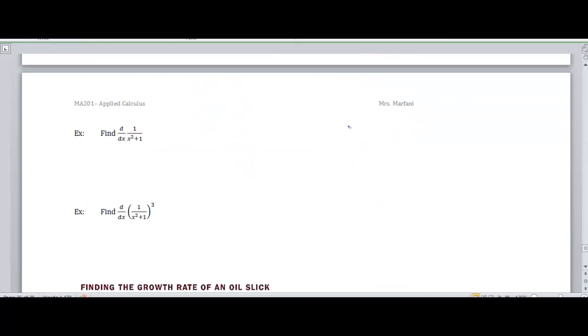1 over x squared plus 1. So if you look at this, you might think quotient rule, but actually you can use the chain rule to do this. It's even better. That's x squared plus 1 raised to the negative 1. Okay, so that makes it so easy because the negative 1 comes out front. Leave the inside alone. Raised to the negative 1 minus 1, which is negative 2. Times the derivative of the inside, which is 2x.